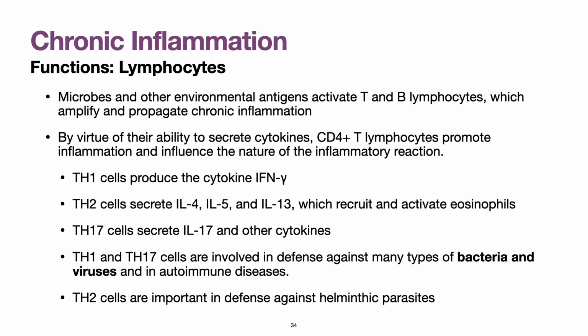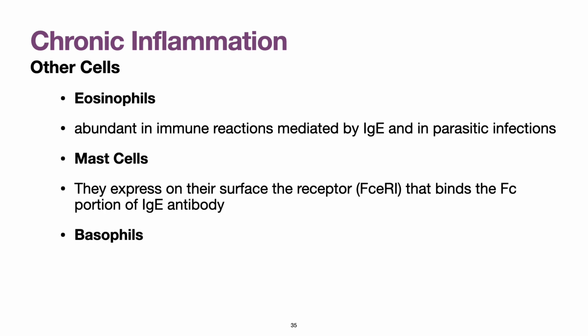By virtue of their ability to secrete cytokines, CD4 plus T lymphocytes promote inflammation and influence the nature of the inflammatory reaction. And we have your TH cells, shown here producing different molecules. And lastly, we have other cells in chronic inflammation, such as your eosinophils, which are abundant in immune reactions that are mediated by immunoglobulin E and in parasitic infections. Your mast cells, which express on their surface the receptor FcεRI that binds the Fc portion of your immunoglobulin E antibody. And lastly, the basophils.